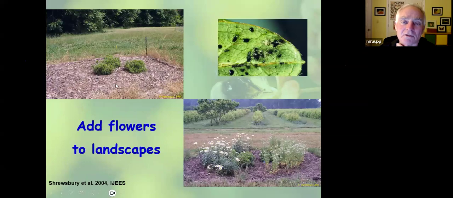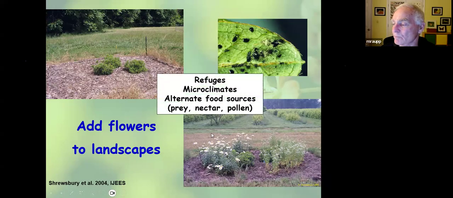What is the importance of flowering plants? Well, here's a very simple landscape, 3 azaleas in a mulch bed. This is work done by my colleague Paula Shrewsbury and her grad students. The simple question was, what happens if we simply add a couple species of flowering plants to these plots? Now, you may know that azaleas are attacked by a pest called the azalea lacebug. It's the most common pest in Maryland of ornamental plants because we have so many azaleas.